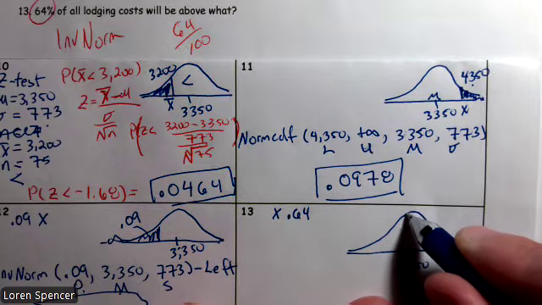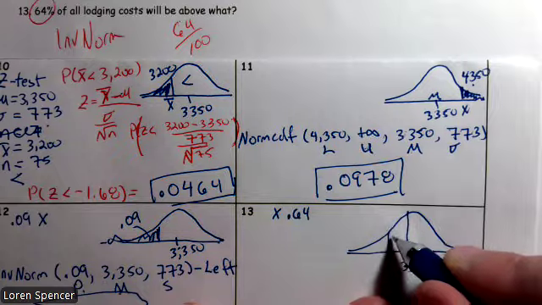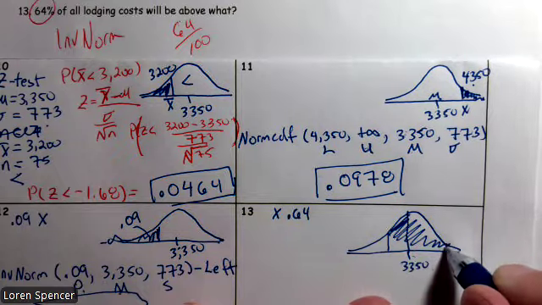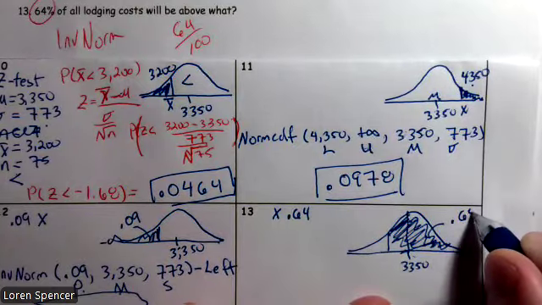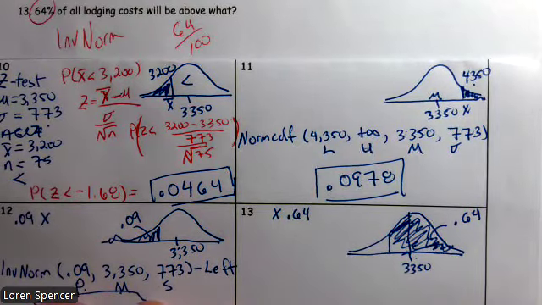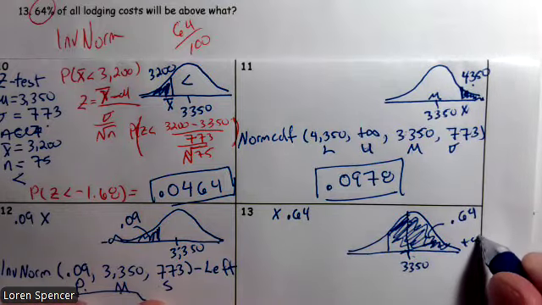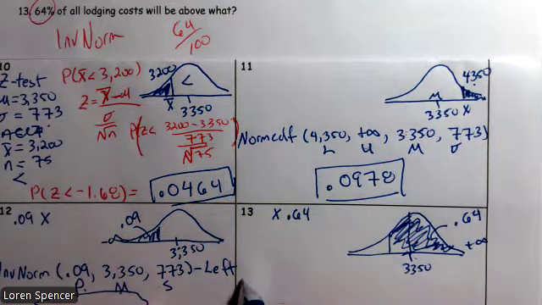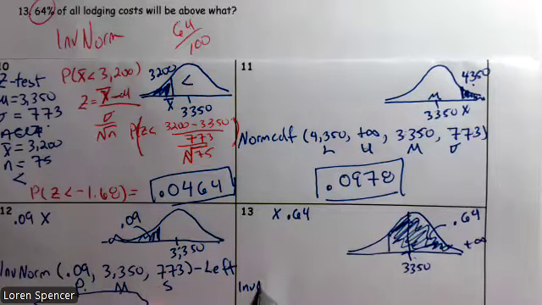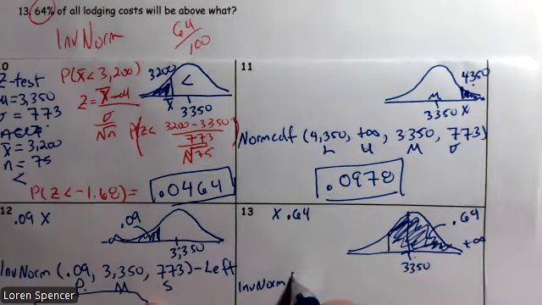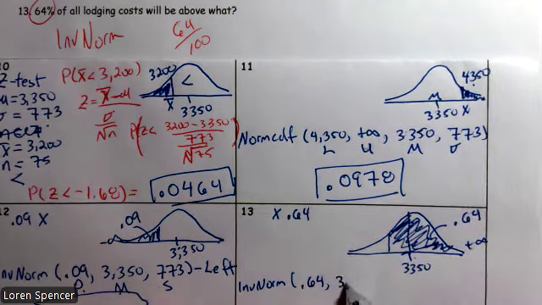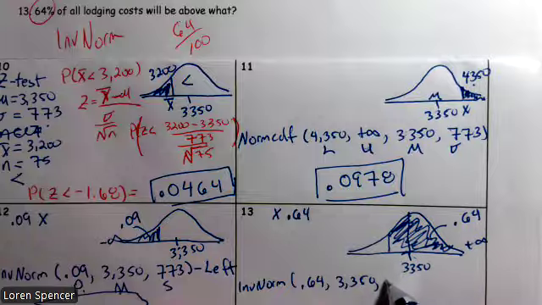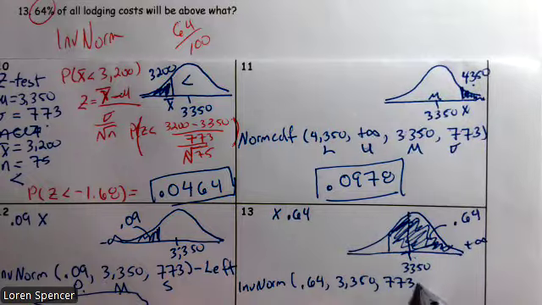Well, 50% is right here halfway, so I need to come over halfway because I need this area right here to be 0.64. So that's my area that I'm interested in, and we're coming from positive infinity. So inverse norm, area 0.64, mean 3,350, standard deviation is still the same at 773.